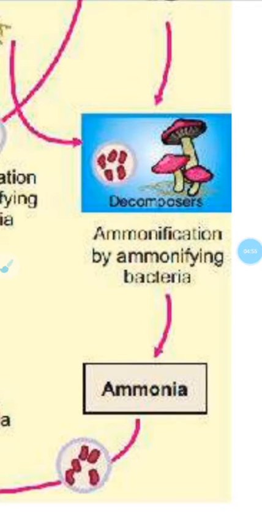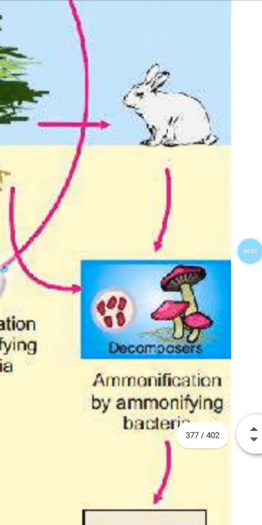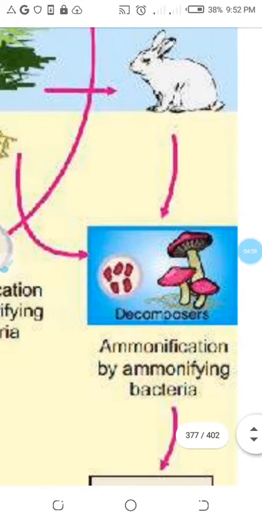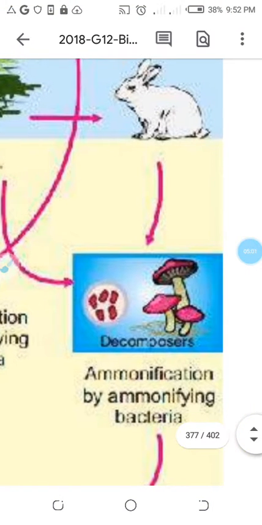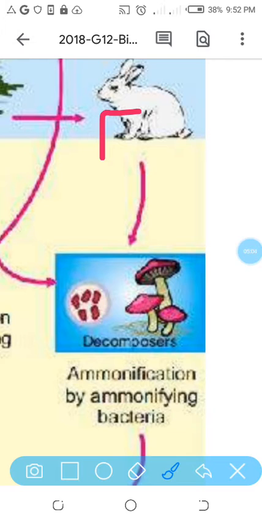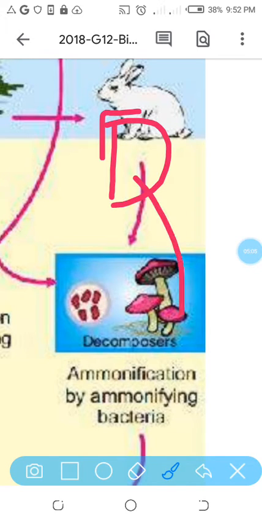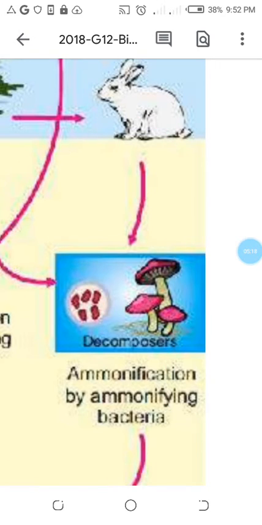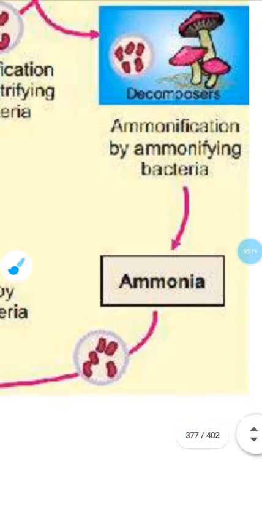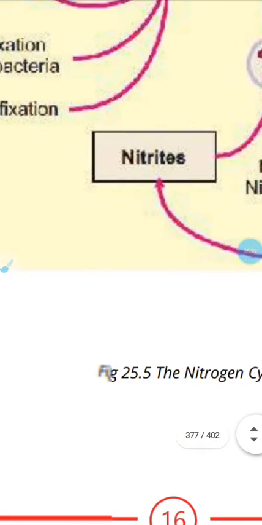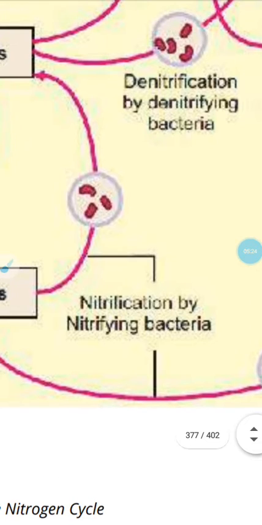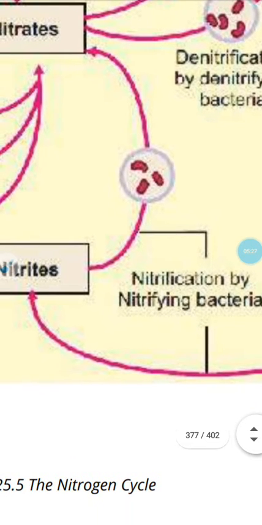So dead animals and dead plants will be decomposed by the fungus, and the nitrogen will be changed into humus form, and the humus will change into ammonia by ammonifying bacteria, and then it will change into nitrite by nitrosomonas, and nitrite will change into nitrate by nitrobacter.